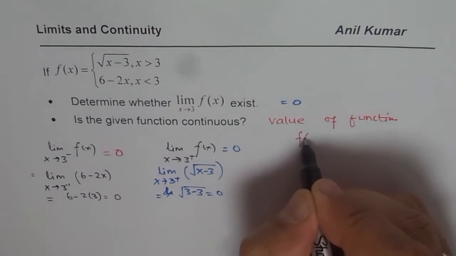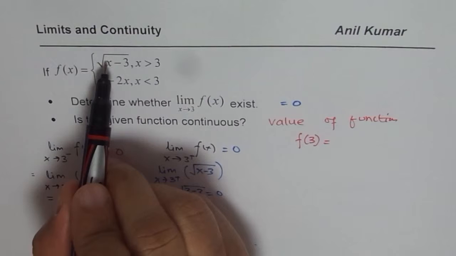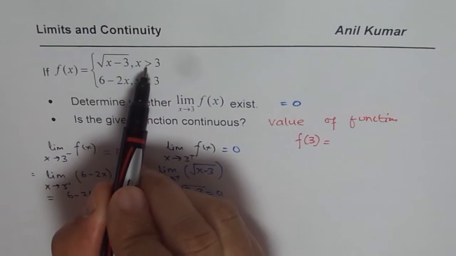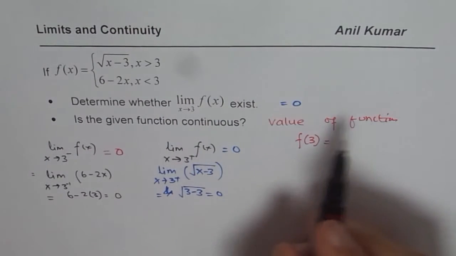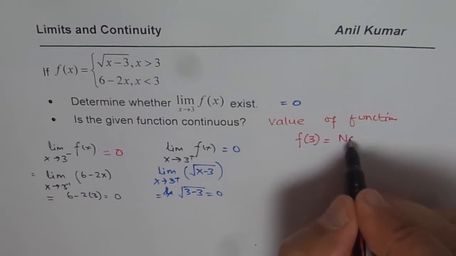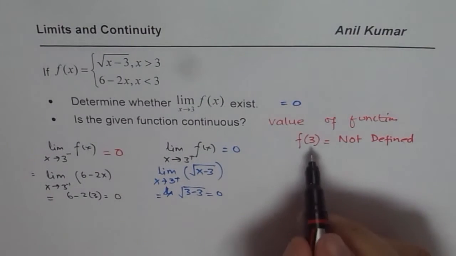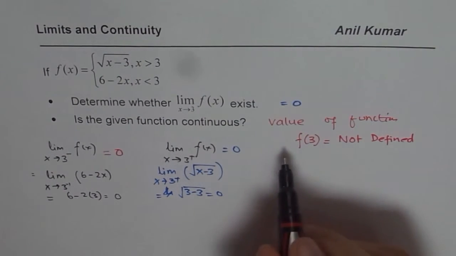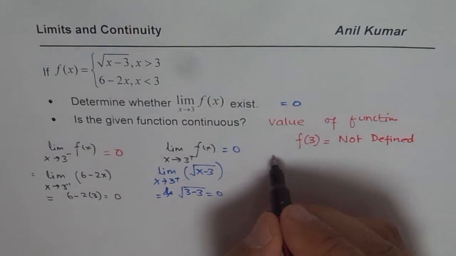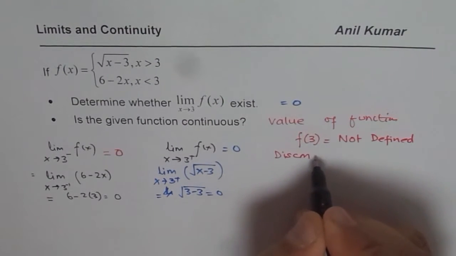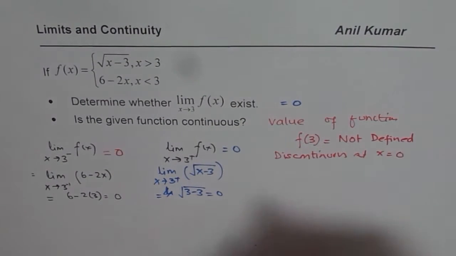So what is the value of the function at 3? As you can see, it is square root of x minus 3 when x is greater than 3 and 6 minus 2x when x is less than 3. The function is not defined at 3. Do you see that? The limit exists, but the function is not defined at 3, and therefore we say it is not continuous. So the function is discontinuous at x equals 3, right?